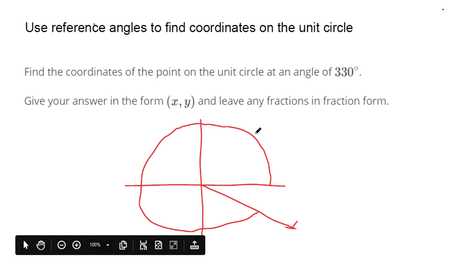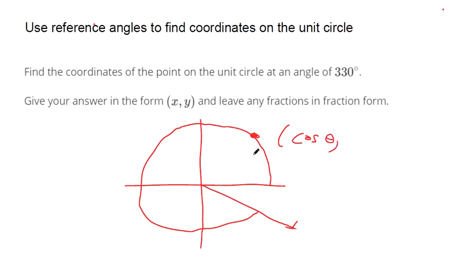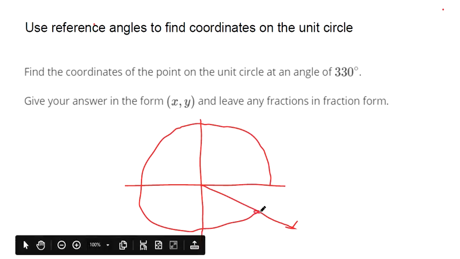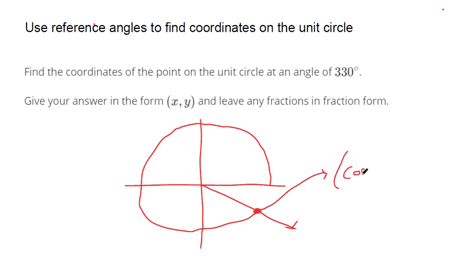Points on the unit circle, any point you grab, the x coordinate is the cosine of the angle that goes through that point, and the sine is the y coordinate. So cosine of theta is the x coordinate, sine of theta is the y coordinate. So over here we're trying to find the coordinates for the angle 330 degrees. The x coordinate is going to be cosine 330, and the y coordinate is going to be sine of 330.